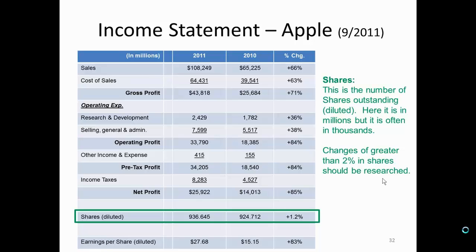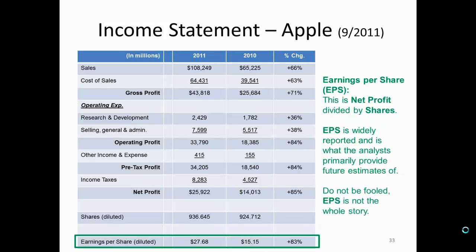in either direction. Does anybody know what it means if the shares go down instead of up? Stock buyback? That's exactly right. That means the company is buying back shares.